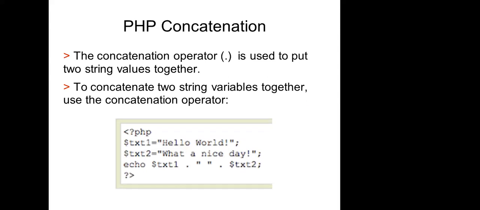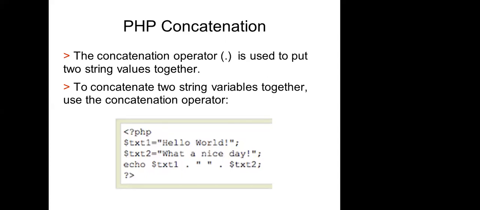Concatenation operator. What do you mean by concatenation? You can say, in short, addition. Concatenation is done on strings. How you can add two strings is referred to as concatenation. It is used to put two string values together, to concatenate two string variables together.